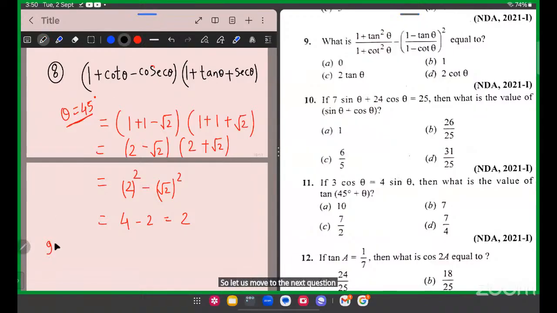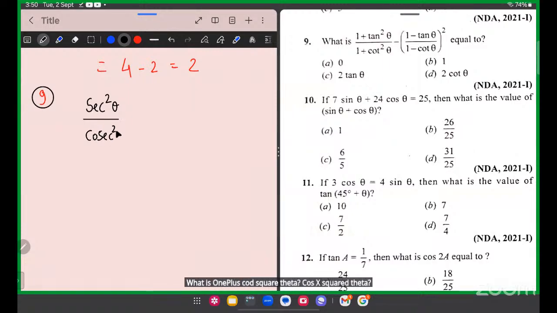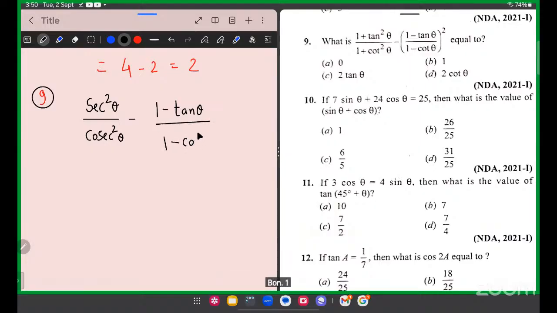Question number 9. We have got 1 plus tan square upon 1 plus cot square. So can I write directly what is 1 plus tan square theta? Sec square theta. What is 1 plus cot square theta? Cosec square theta. Minus 1 minus tan square theta upon 1 minus, 1 minus tan theta whole square upon 1 minus cot theta whole square.